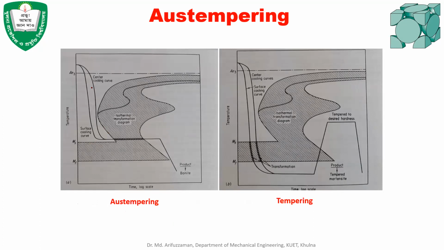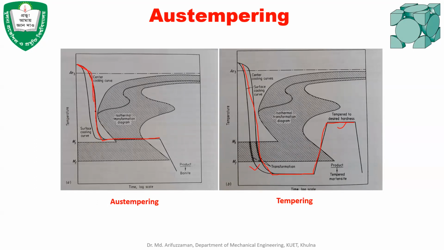So to understand austempering, you need to cool it to a certain temperature and form the austenite. And for tempering, you cool it to form 100% martensite, and then you heat it up at a certain temperature, then you get the transformation of martensite to bainite. Okay, that is how the tempering works.